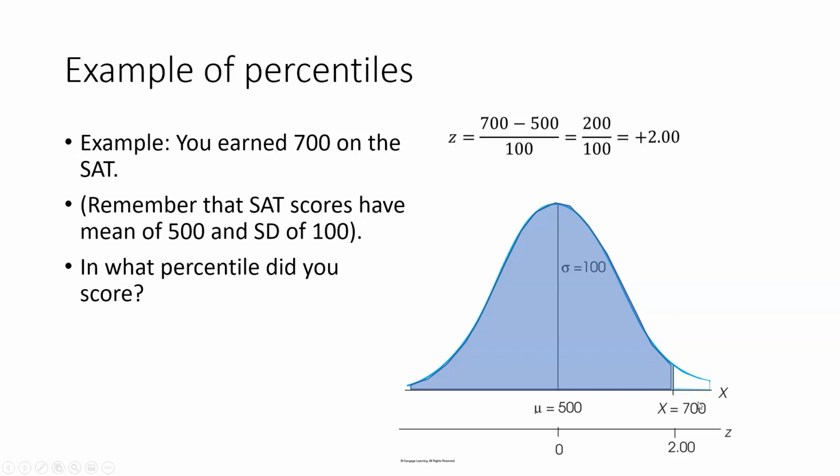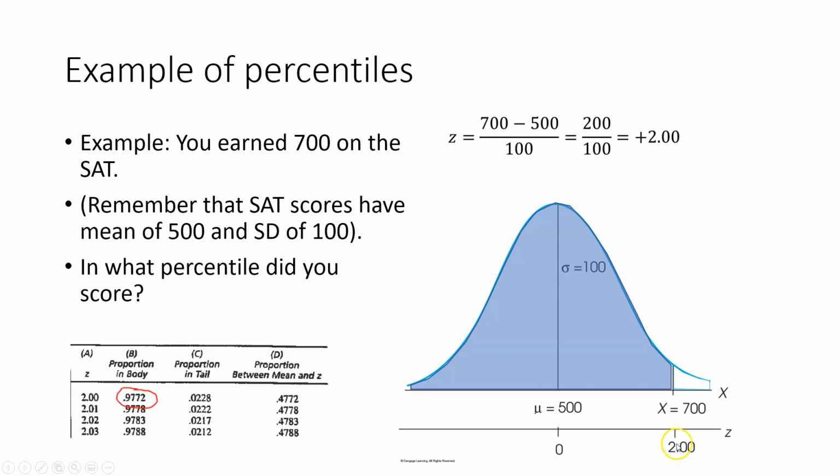The first thing you have to do is compute your z-score, which of course is x minus the mean divided by the standard deviation, or 2. So your original score corresponds with a z of 2. And then you can go to the table and figure out what is the proportion in the body that corresponds with a z of 2. And that's 97.72. Or you could say that you're in about the 98th percentile.